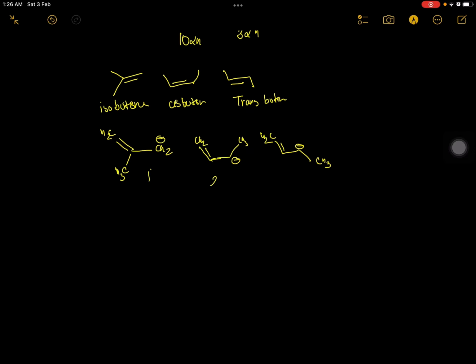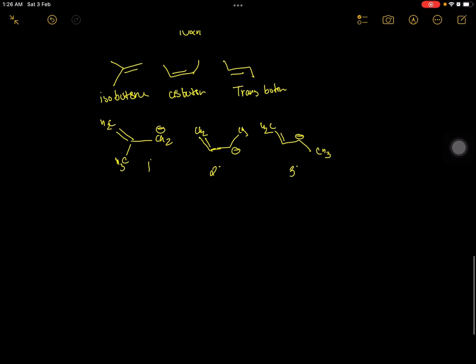So this is a 1 degree anion, this is a 2 degree anion, this is a 3 degree anion. Same, we decide by the anion. So first of all, a 1 degree anion is obviously more stable than a 2 degree anion. So trans is more than cis, we can say. So we get this order, which is this, this, this. That's it.